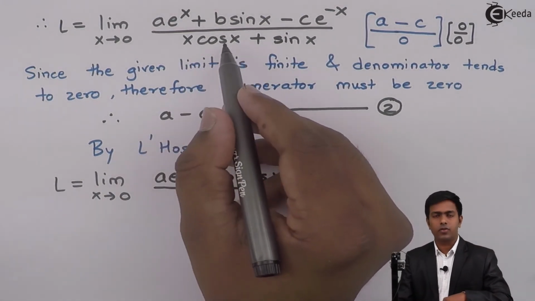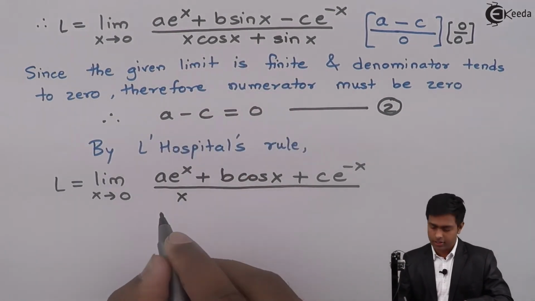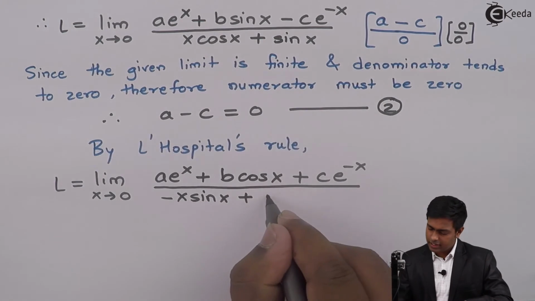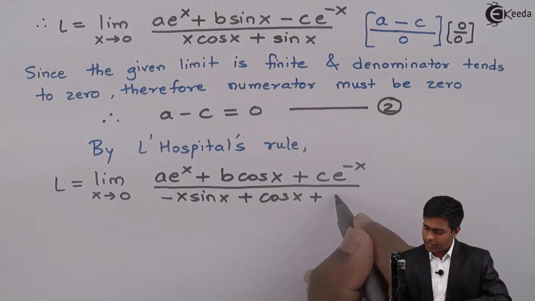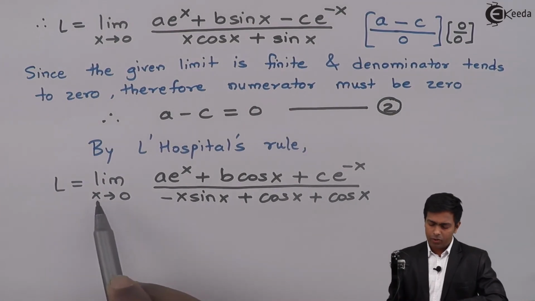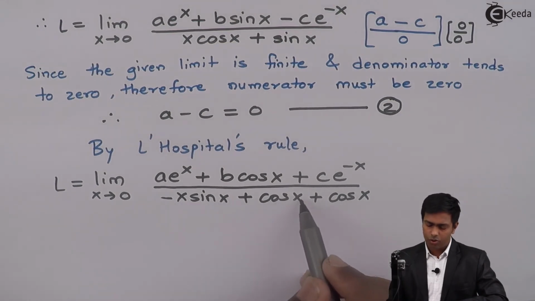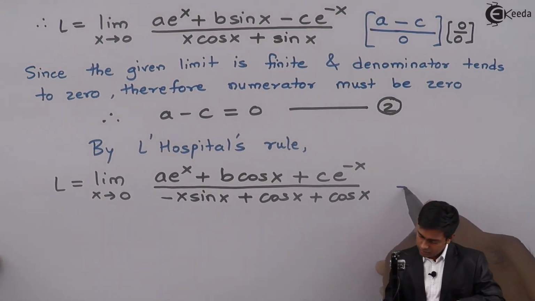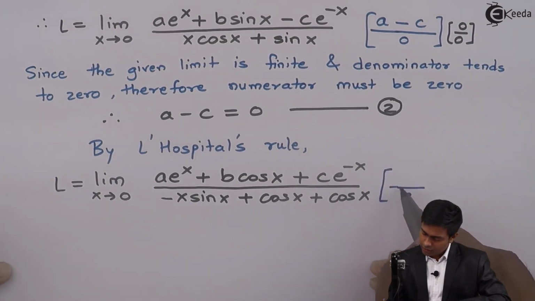Now here for x cos x we have to apply the product rule, so this will become x as it is, derivative of cos x is minus of sin x, plus cos x as it is, derivative of x is 1, plus derivative of sin x is cos x. Now we'll again apply the value x tends to 0. So here we'll get sin 0, that is 0, cos 0 is 1, cos 0 is 1. So we are getting 2 in the denominator. So we are getting a finite value.